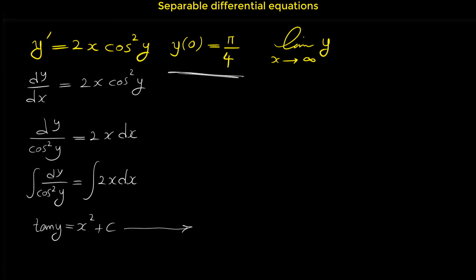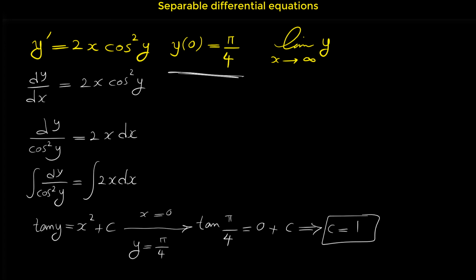Based on our initial condition, we plug in 0 for x and we plug in pi over 4 for y. So we have tangent of pi over 4 equals 0 plus c. And from here, tangent of pi over 4 is 1, so c is 1. If we plug in 1 for c here, we can write our particular solution. So we have tangent of y equals x squared plus 1.